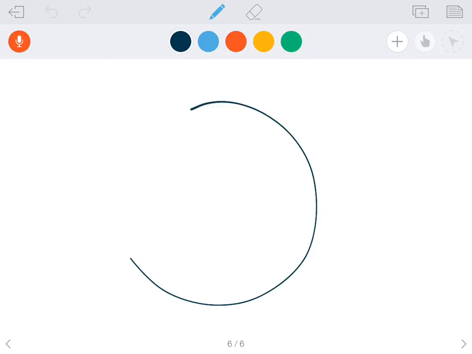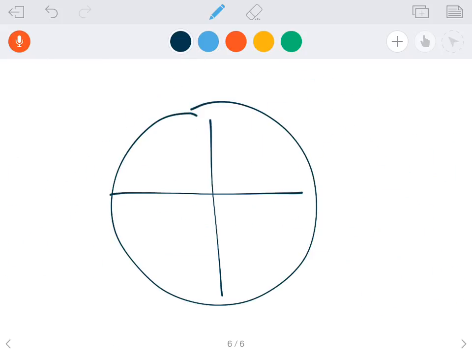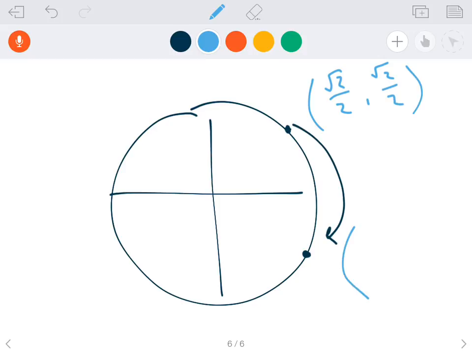That also works for mapping a point down here. If I take this point, say square root of 2 over 2, square root of 2 over 2, and I map it down to the fourth quadrant, my x-coordinate stays the same, and my y-coordinate becomes negative.